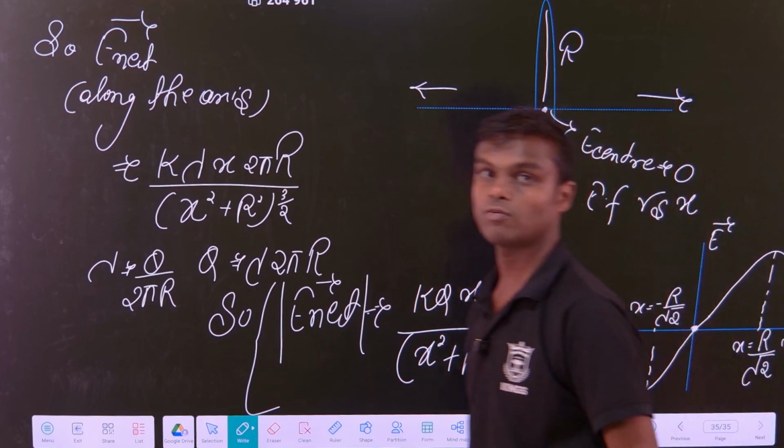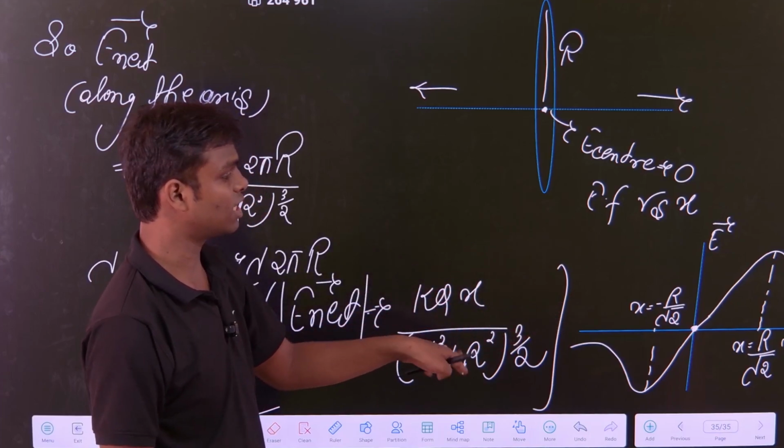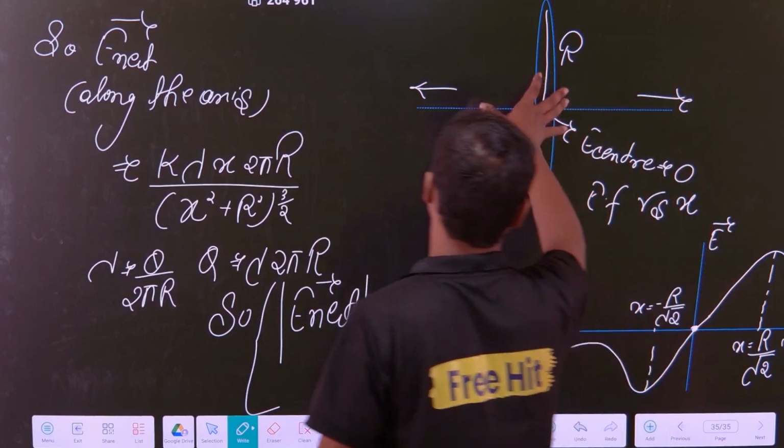And what is the maximum value? How to calculate the maximum value E max? Just put x is equal to r by root 2 in this equation. You will get the maximum value of E field. Okay, clear? Now we can see what we have learned, it is correct.